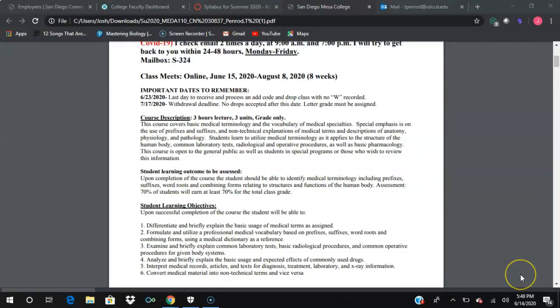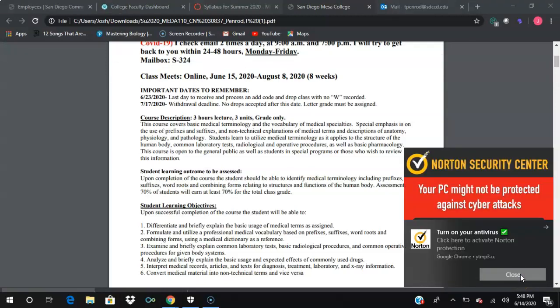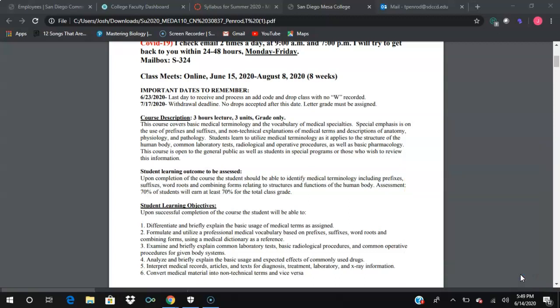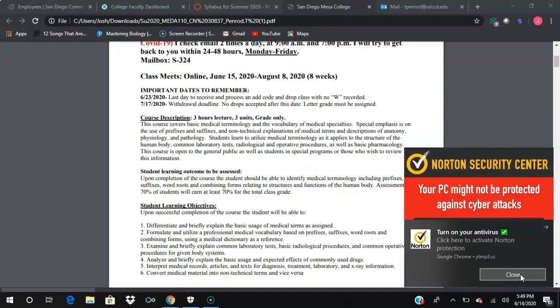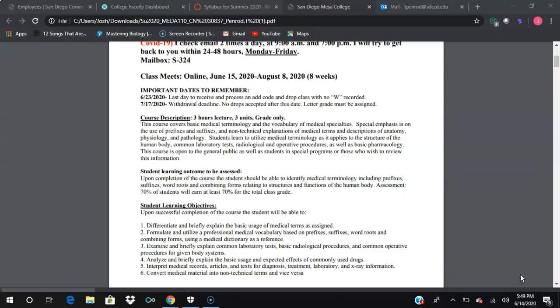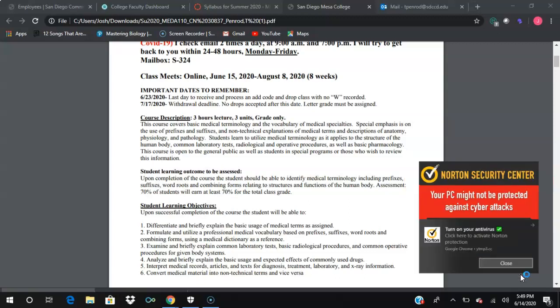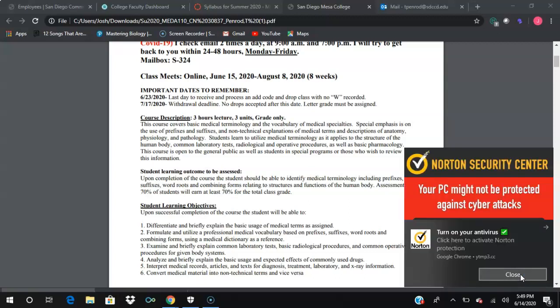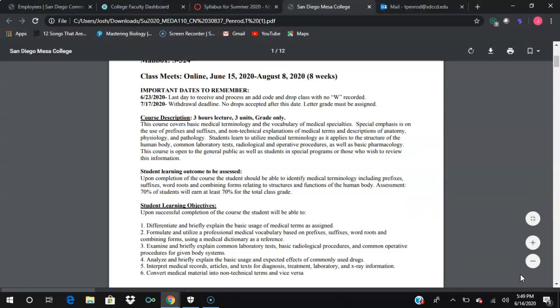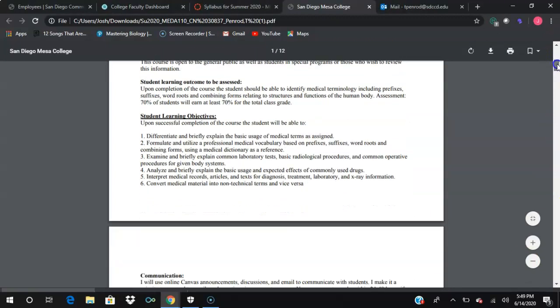We will cover all of the prefixes, suffixes, combining forms, as well as a lot of basic anatomy. We will also delve into some pharmacology and radiology, and so there's quite a bit to do during this particular summer session. The student learning objectives are listed at the bottom.